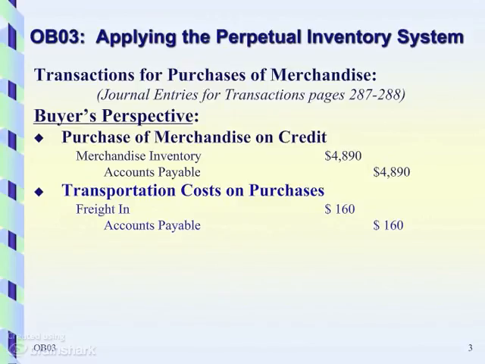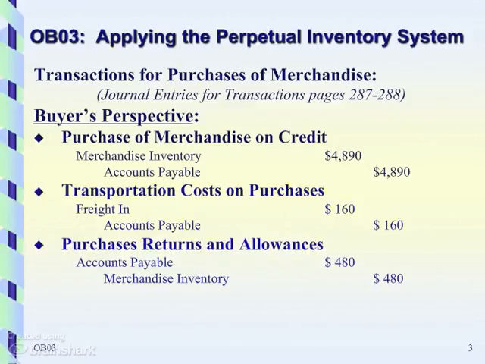Now they're going to record the cost of shipping. Transportation costs on purchases they're going to record as freight in, which is in the cost of goods sold section of the income statement. So it's treated like an expense, so it's going to be debited. And because they're not paying for that at this point in time, they're going to pay for it at a later date, they're going to record again an accounts payable and create a liability.